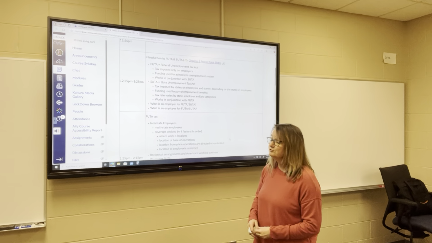So we're going to go through both of these taxes, what they are. They work together in conjunction with each other. And we'll talk about how they work together, as well as what the responsibilities are for each of these types of taxes. And we'll go into a little bit more detail as well. We'll end up today talking about the actual tax rate.